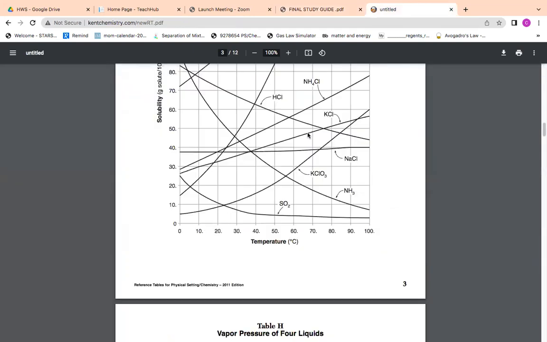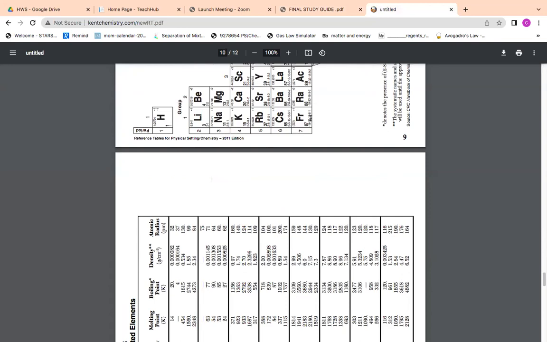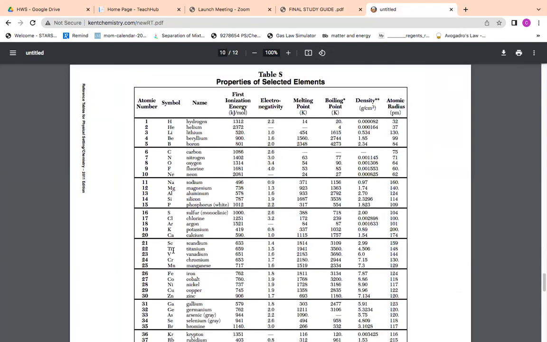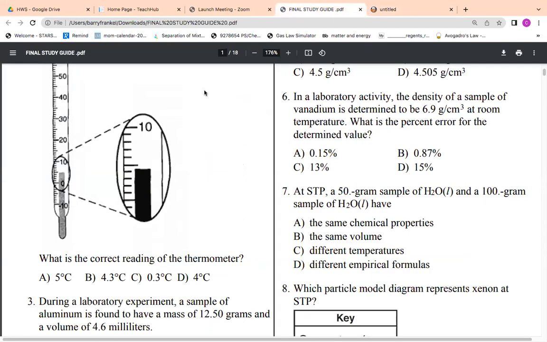So we're looking at density, so we're going to go down to table S. Let me flip this. Vanadium is 23 right here, and its density, let me highlight this row. Okay, density is 6.0 grams per centimeter cubed. So that's the accepted value.